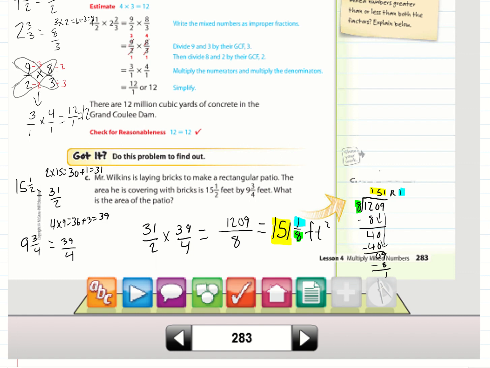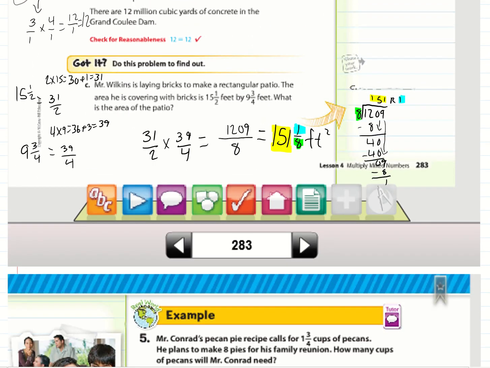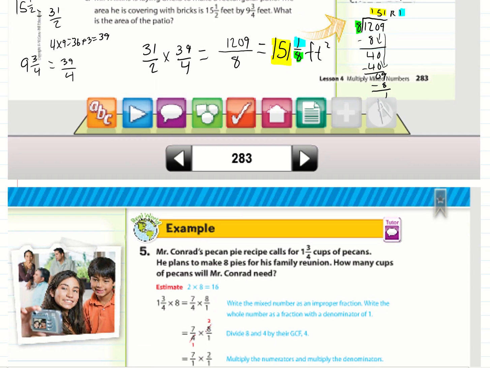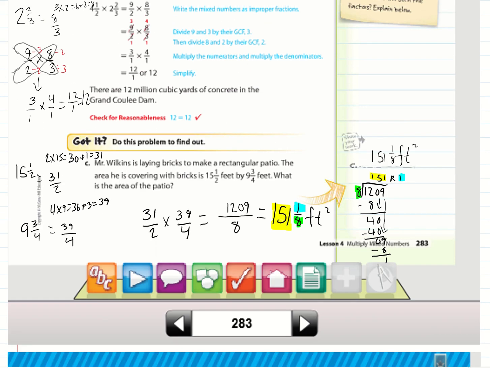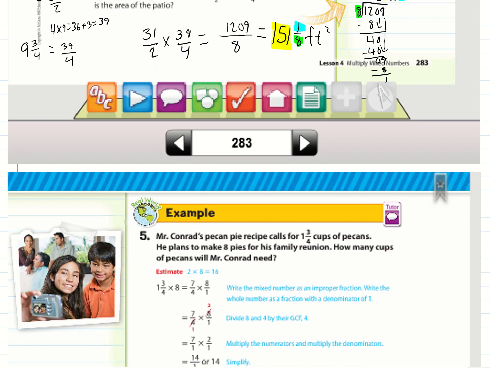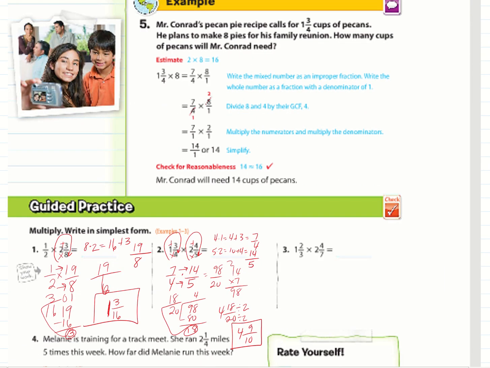And my whole number is 151. My numerator is my remainder of 1. And my denominator stays the same, which is my divisor. So I have 151 1/8 feet squared. Because we're finding area, my feet have to be squared.